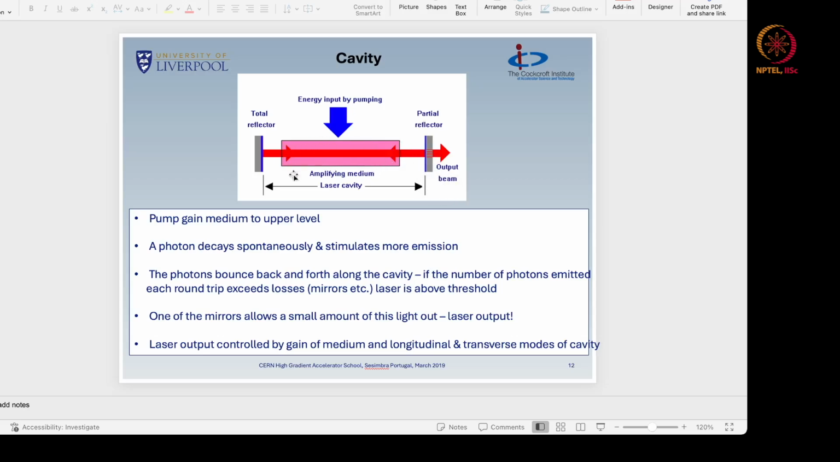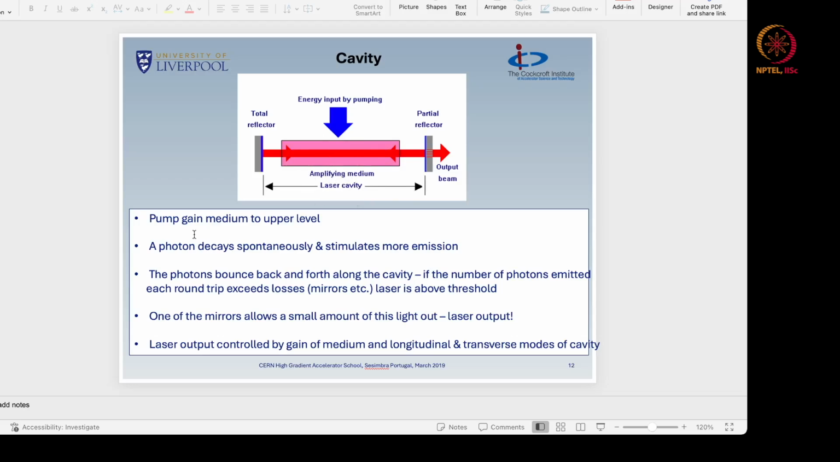And this is the amplifying cavity. So what you do, you provide the energy input by pumping, and then the photons are basically emitted. The photons knock off more photons in this amplifying cavity in such a way that there is a population of photons of the same kind, of the same coherence.